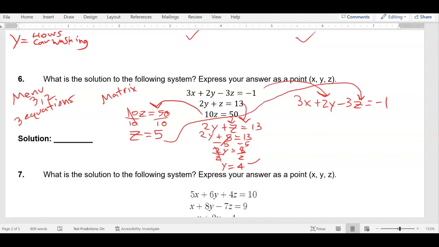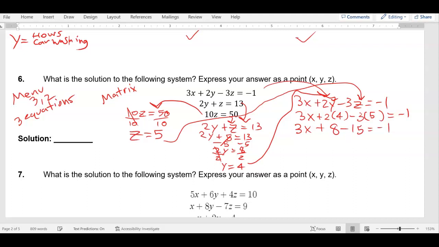The z goes there, the y goes there. So 3x plus 2, instead of y I put 4, minus 3, instead of z I put 5. Okay, now I can do my multiplication. 3x plus 2 times 4 is 8. Negative 3 times 5 is negative 15.